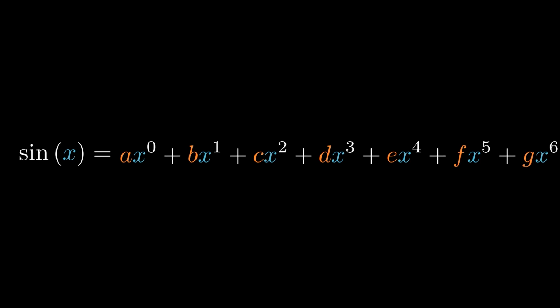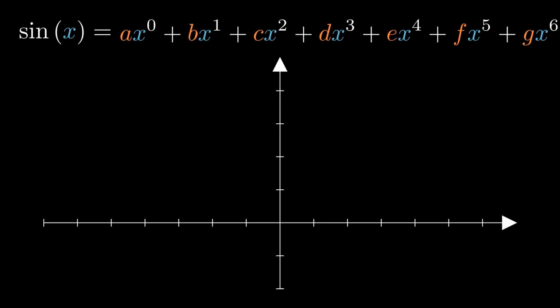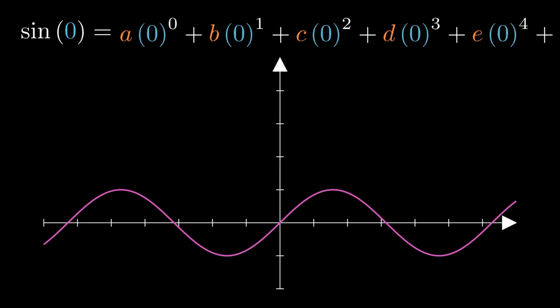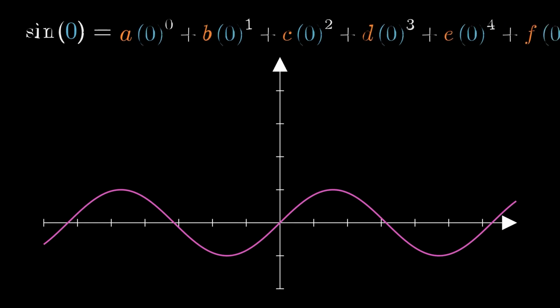Let's go back to our example of the sine function. To solve for a, we can start by plugging in 0 for x. All of the other terms besides a in this polynomial will be multiplied by 0, so in the end we're just left with a equals 0.